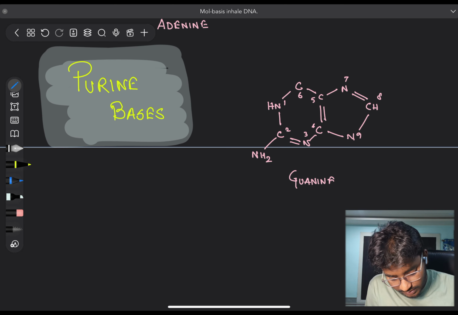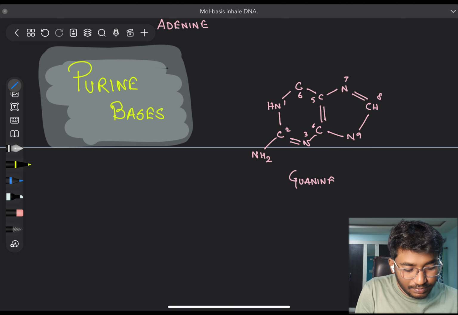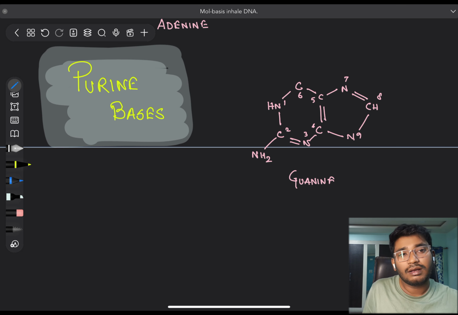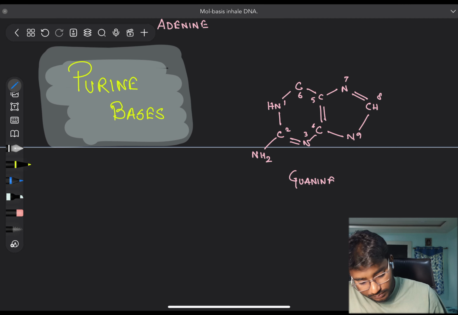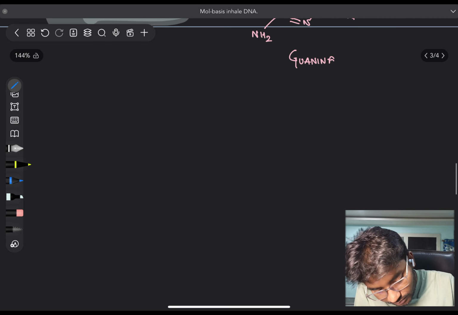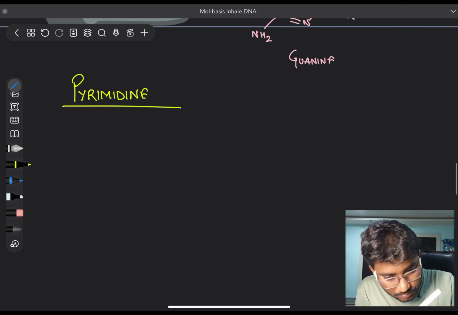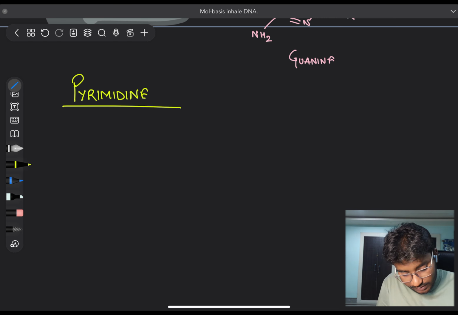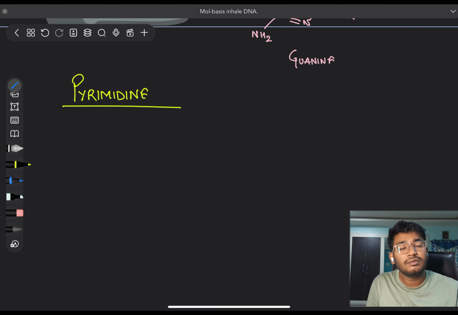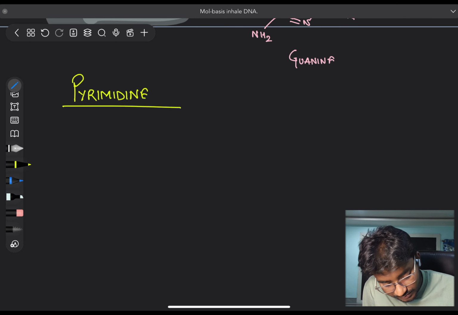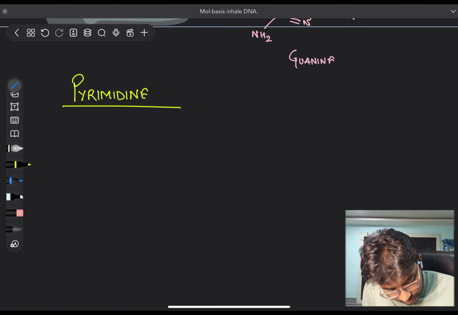These are the two purine bases. Now comes the pyrimidine. Which bases are pyrimidines? Cytosine, uracil and thymine. So let me draw it first.